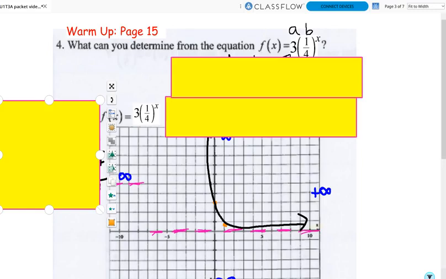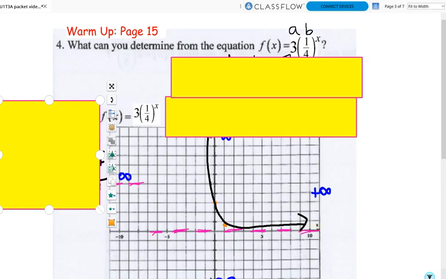This is the lesson for Friday, October 8th. It goes from page 15 to 19, but it's going to be broken up into two parts. Right now, please open your math packet to page 15 and hit the pause button after answering the question, what can you determine from the equation 3 times 1/4 to the x power?